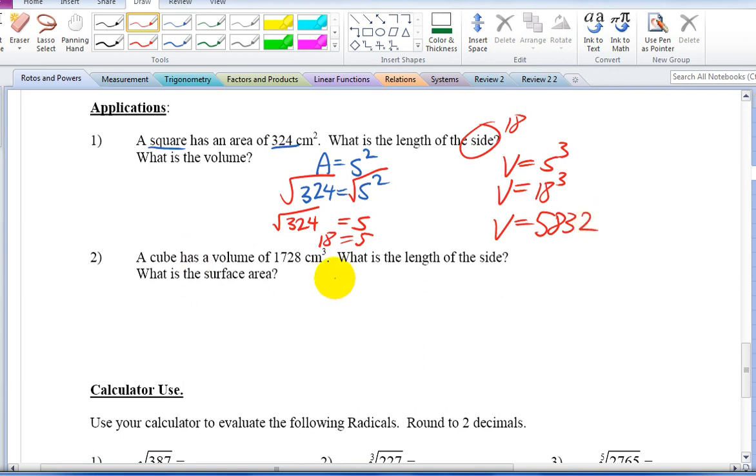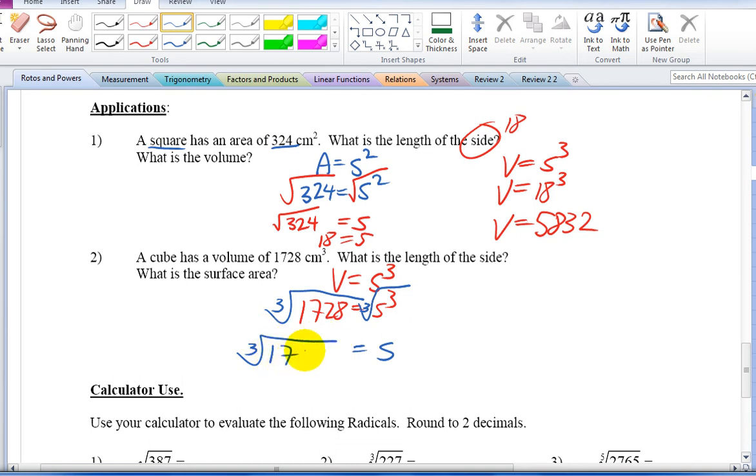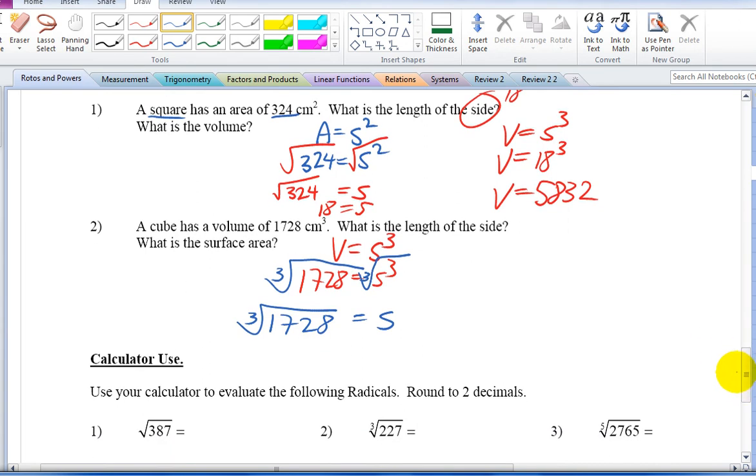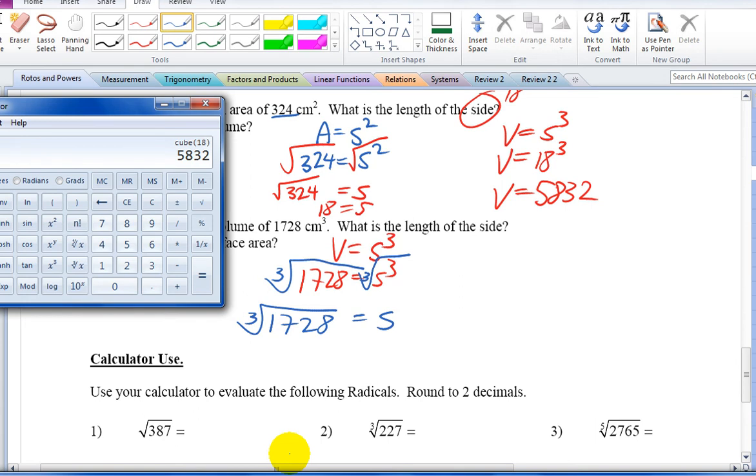Next one is working backwards with volume. So volume equals s cubed. 1728 equals s cubed. How do we get rid of cubing? Cube rooting. So the 3 must go in the check mark. Cube root both sides. And so the s is by itself now. And then you can go to your calculator. Now on the calculator, for me, I enter the inside number first. Lots of you won't do that. Okay. And that equals 12.